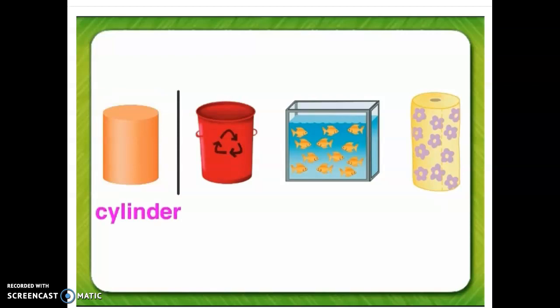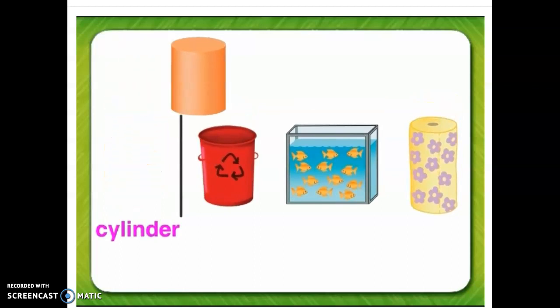Describe it. A cylinder has two faces and no vertices or edges. Compare it to the shape of the other objects in the row. Put an X on the shape in the row that is different.